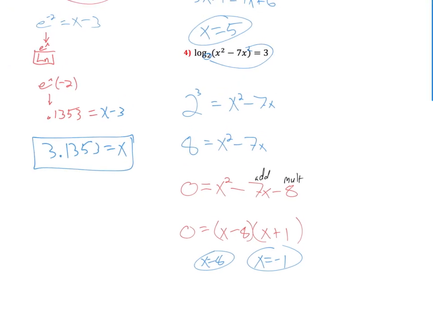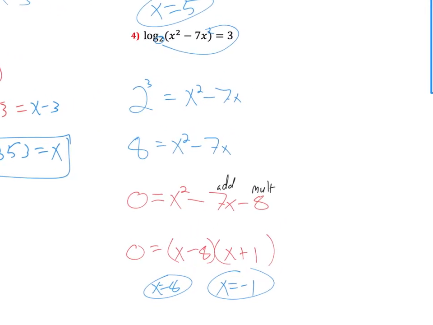If I plugged in 8 for x, that's a positive 8, even though my penmanship begs to differ. There we go. If I plugged in 8 for x, 8 squared is 64. Minus 7 times 8. So 64 minus 56 is 8. So that turns into log base 2 of 8 equals 3. And you know what? Yep, that checks out.